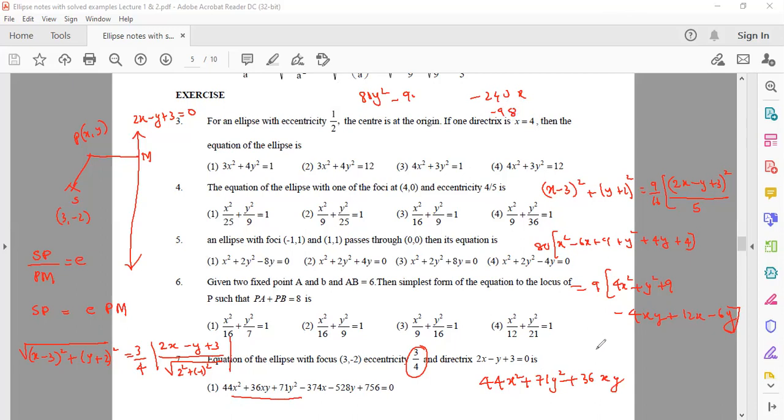So 374, 240 and 12x, 08. What are the answers given? Select the correct answer.